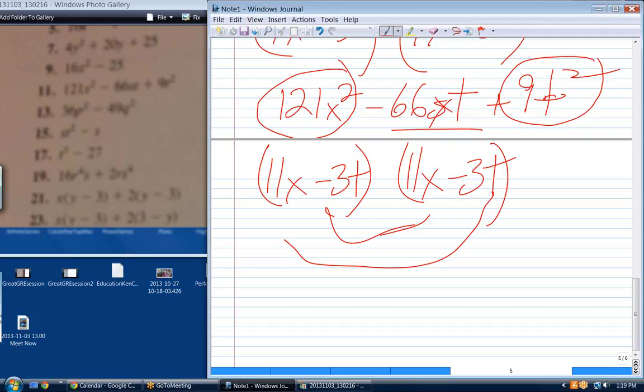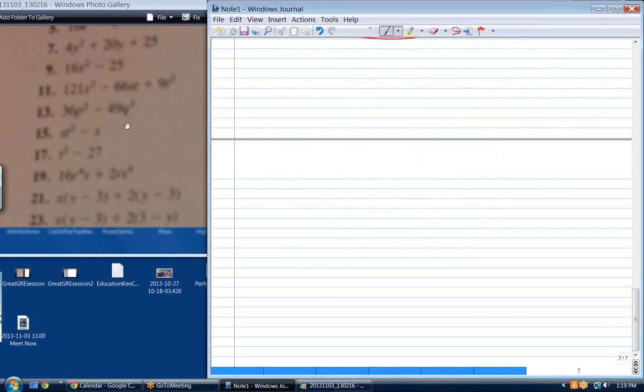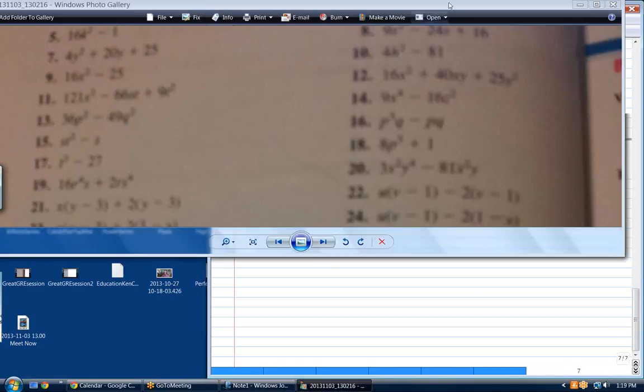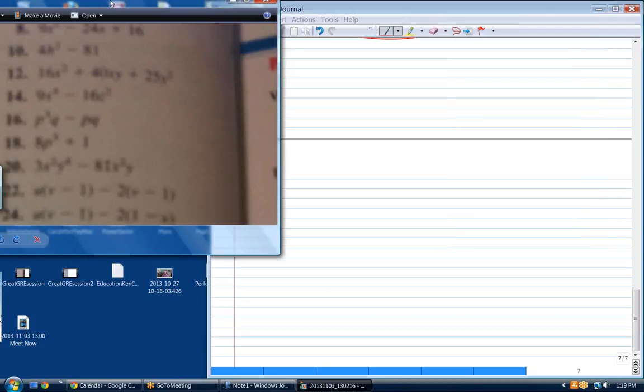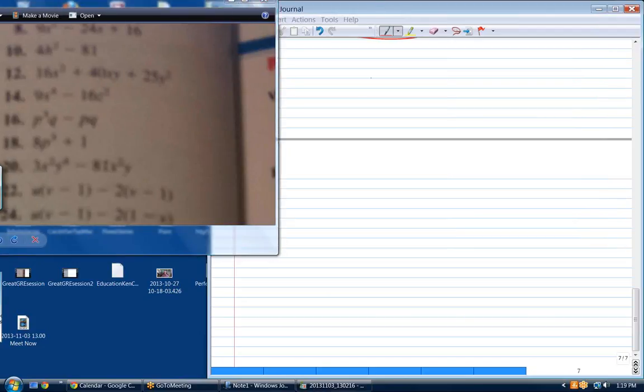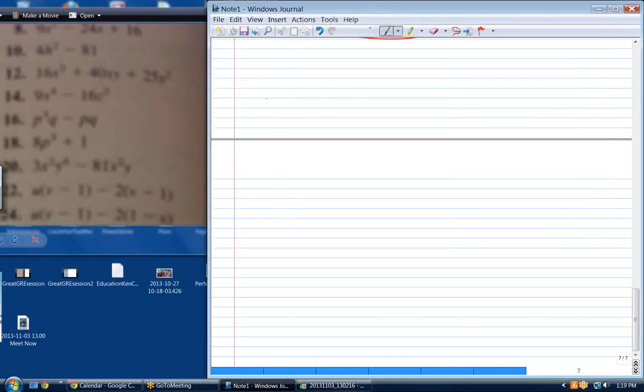Any questions on this one? Nope. Okay. It's definitely stepping it up a notch in degree of difficulty. Okay. Let's do a couple more, and then I think I'm good on factoring. Okay.